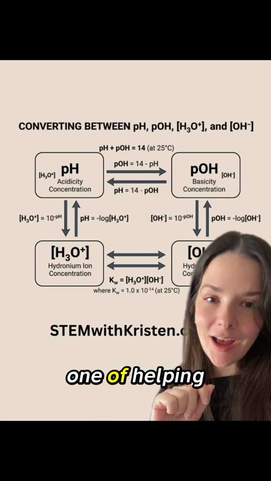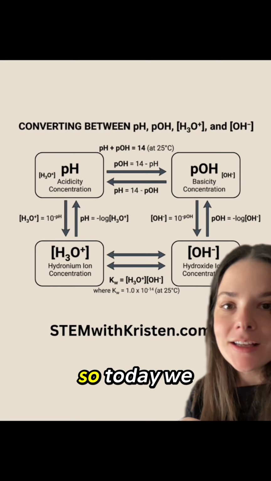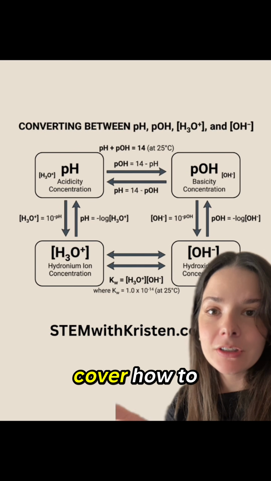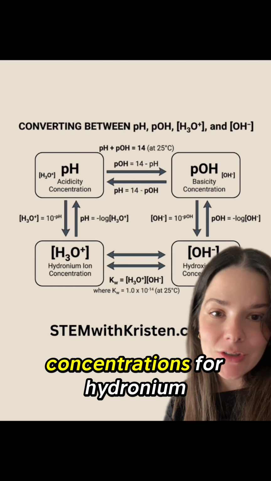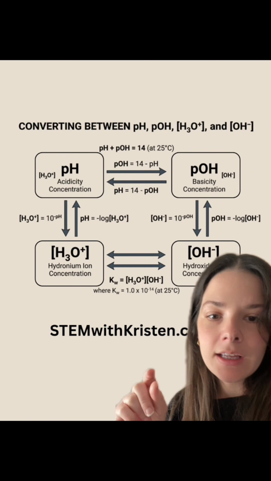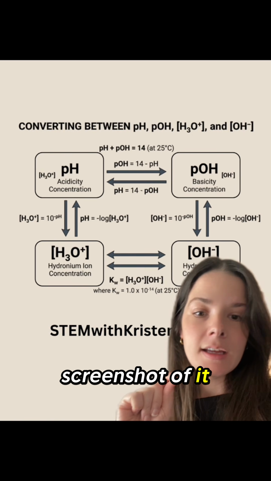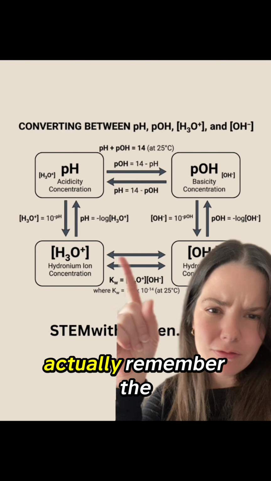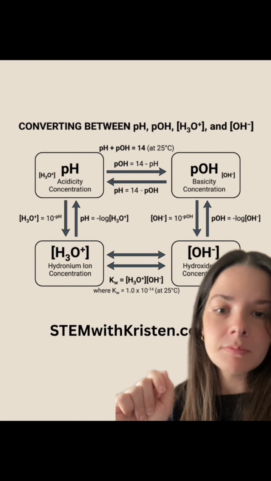Today is day one of helping you ace your chemistry final or your AP Chem exam. So today we are going to cover how to easily convert between pH, pOH, and the concentrations for hydronium and hydroxide. So I have a little nifty chart here if you want to take a screenshot of it. But I'm going to show you some tricks on how to actually remember the relationship between these different values.